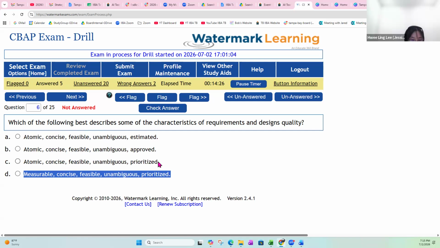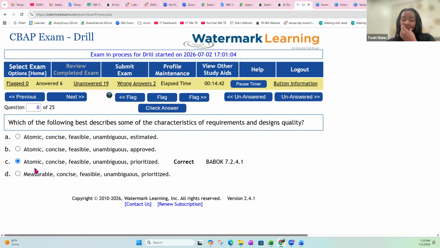I think it's prioritized. I'm not sure. Not approved, not estimated. I think it's prioritized too. You're correct. Atomic, concise, feasible, unambiguous, and prioritized. That's how we know that we've got requirements and design quality.